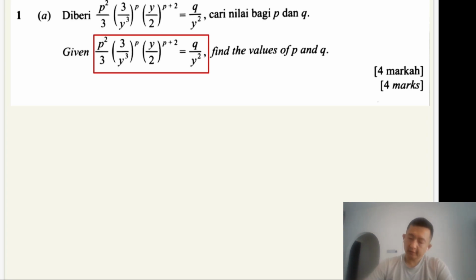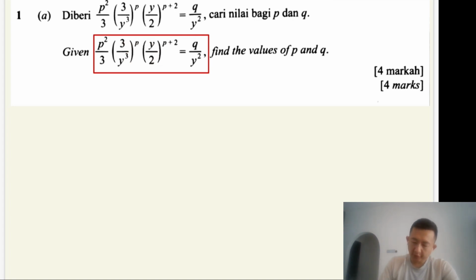Question 1a. This is a problem involving indices. Let's have a quick look at this. You are required to find the values of P and Q. The first thing that you can do is multiply the power. You can bring in the power. It's easier for you to do the comparison later on.